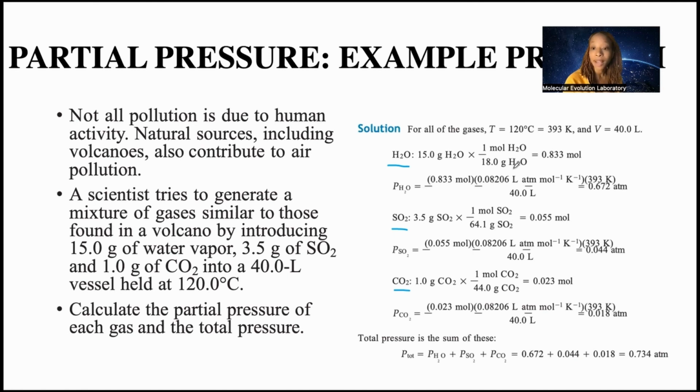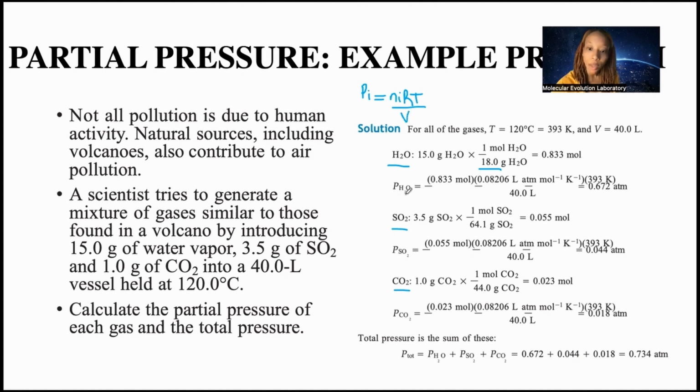Hydrogen has an atomic mass of 1, so that would be 1 times 2. Oxygen has an atomic mass of 16, so 16 plus 2 gives us 18 grams. So it would be 15.0 grams of H2O times 1 divided by 18 grams of H2O, which gives us 0.833 mole. To find the partial pressure, remember that Pi is equal to NiRT divided by V.